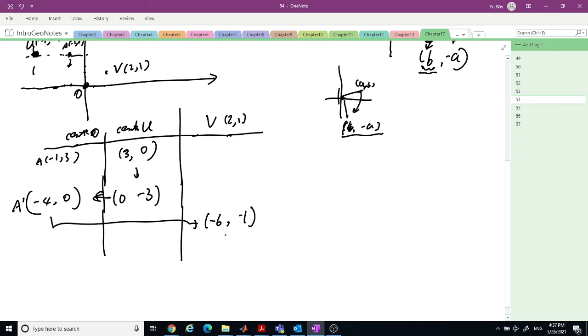Okay, so now let's see. We need to keep the B and the negative A. Now let's convert back to the original ones. Since we subtracted 2, now we need to add 2, and we subtracted 1, so we need to add 1. That's 7. We subtracted 2.